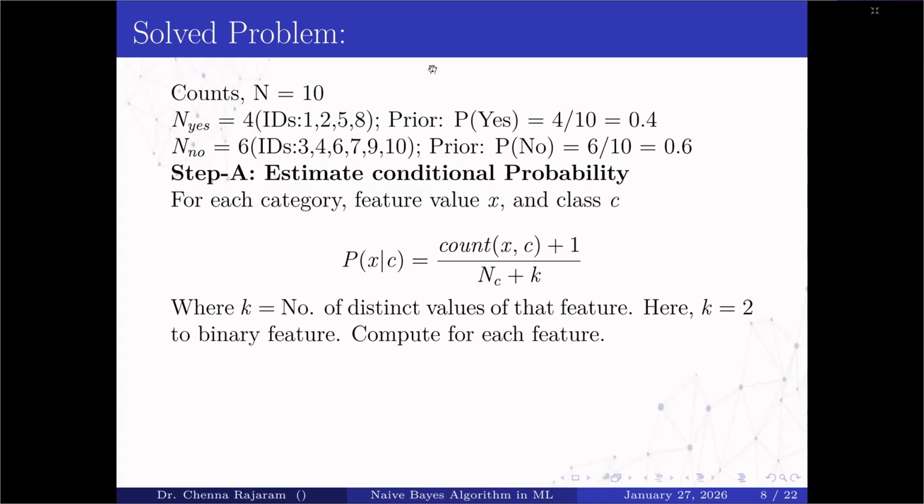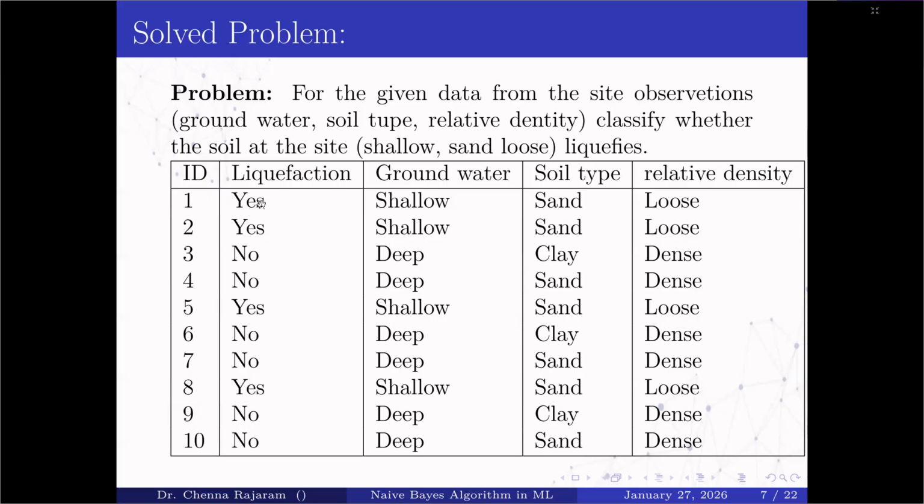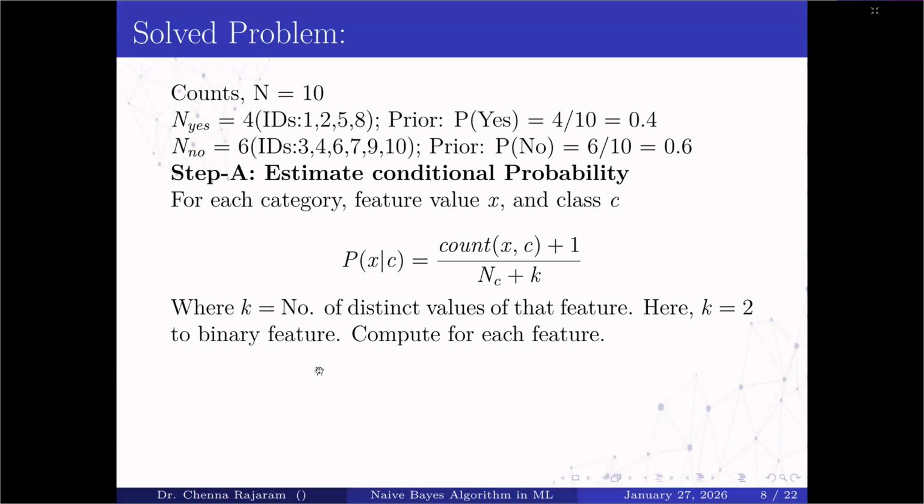The total number of counts n is equal to 10, and the total number of yes from the table, if you go to the table, is 1 2 3 4. So four are yes, and the remaining six are no. What are the IDs for the four? That is 1, 2, 5 and 8 in the tabular column, and for the no category, the IDs are 3, 4, 6, 7, 9 and 10 from the table.